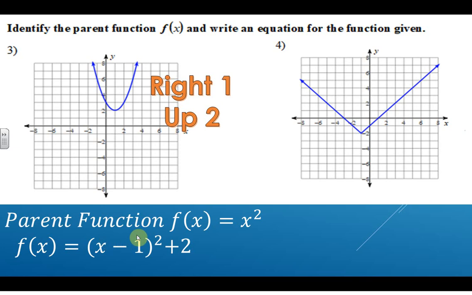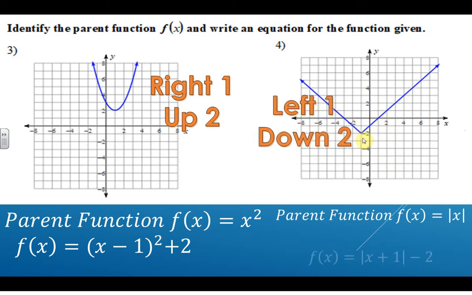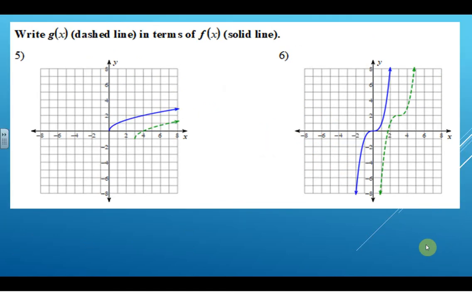Then remember, the inside is going to be your left or right, and it's going to be the opposite, so -1, right inside of the function. That's what we mean by that. And then the +2 goes on the outside of the function. The next parent function is an absolute value. Again, this one starts at 0, 0. I'm going left 1, down 2, which would mean I'd have +1 on the inside, -2 on the outside. Look at us go.